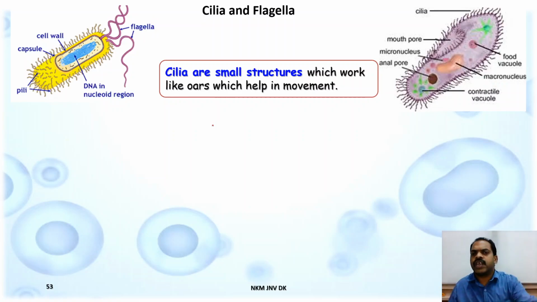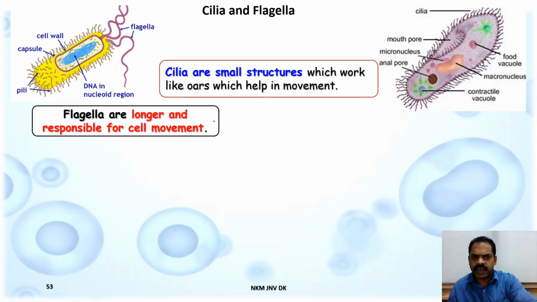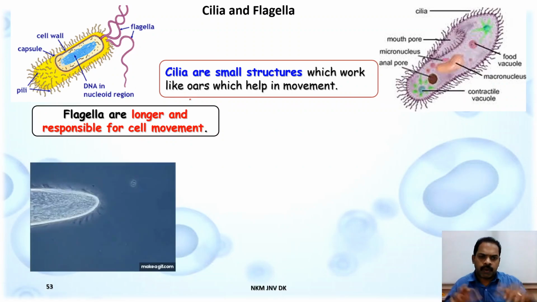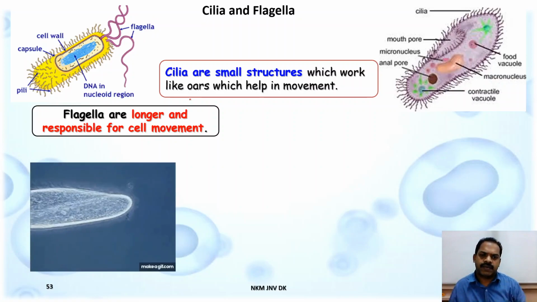And also the cilia is there in the oviduct of the female reproductive tract to transport the ova or zygote. But flagella, we have already told, are longer, and cilia are smaller structures. Here the flagellum is shown with a prokaryote, and cilia with a eukaryote. So here you can see the paramecium is moving, propelling with the help of its cilia.